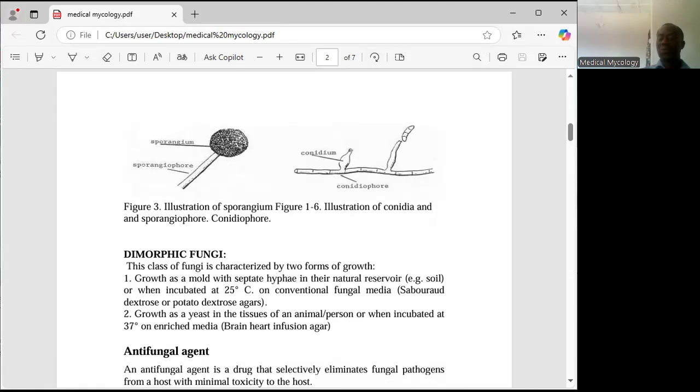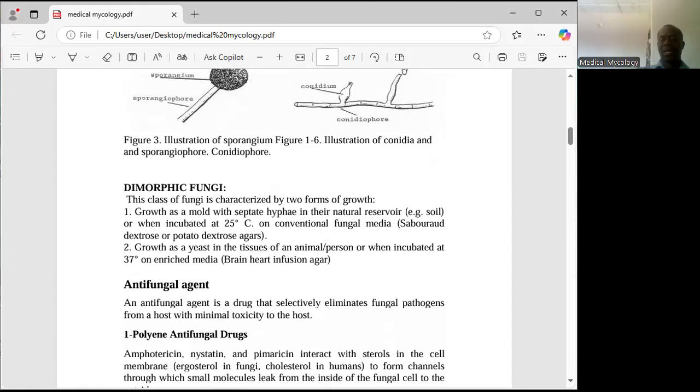Then they also grow as yeast in the tissue of an animal or a person when they are incubated at the temperature of humans, at 37 degrees centigrade, on enriched media, like brain heart infusion agar.